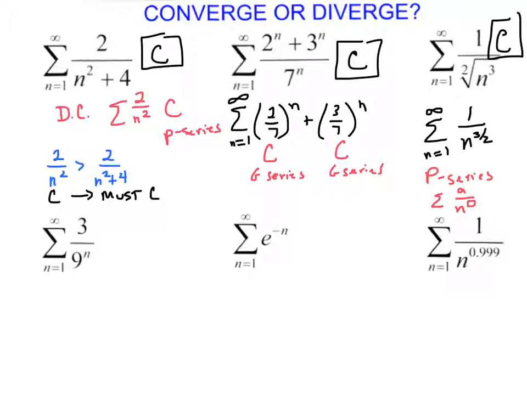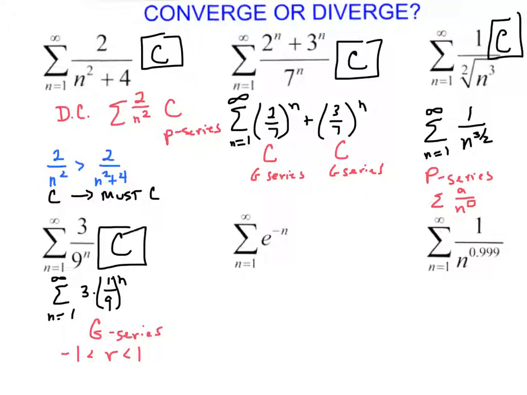Okay. Next, I might rewrite this series as 3 times 1 over 9 to the n. It helps very often to rewrite these things because now you say, well, it's a geometric series and the ratio is less than 1. It has to be between -1 and 1 to converge. So this is a convergent geometric series.